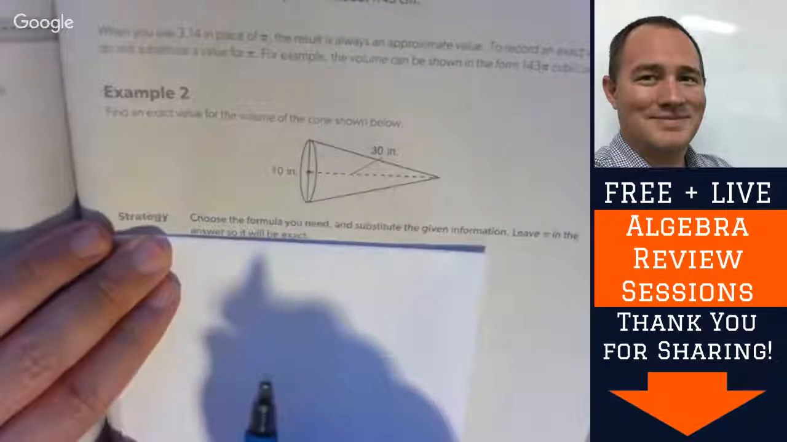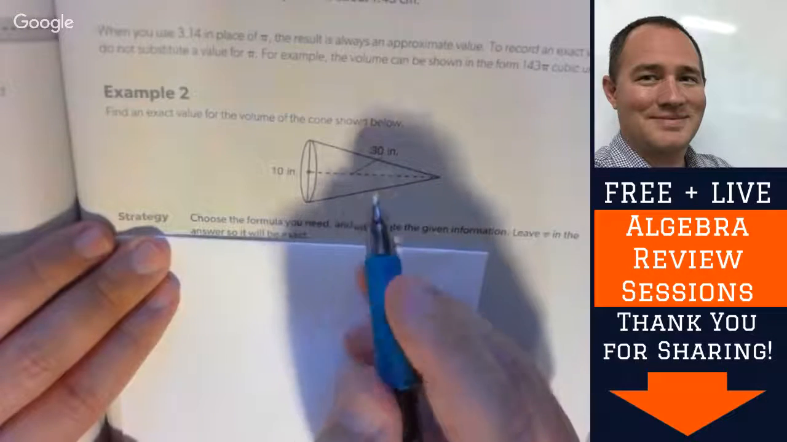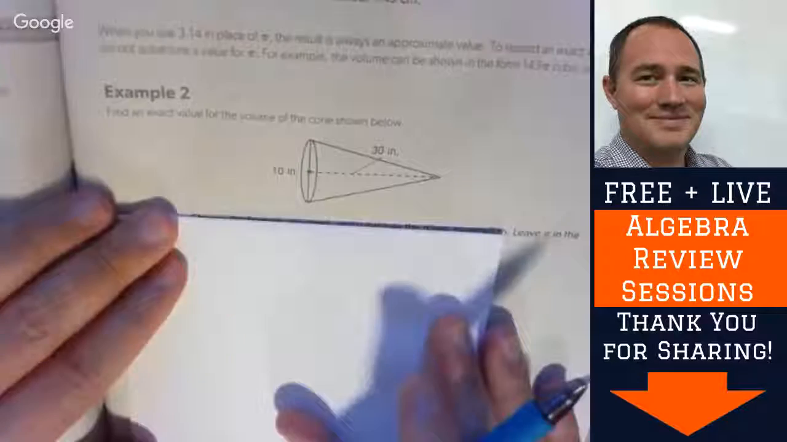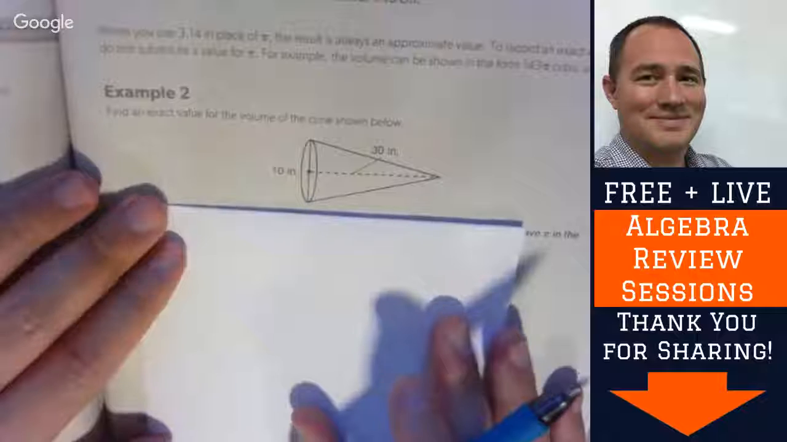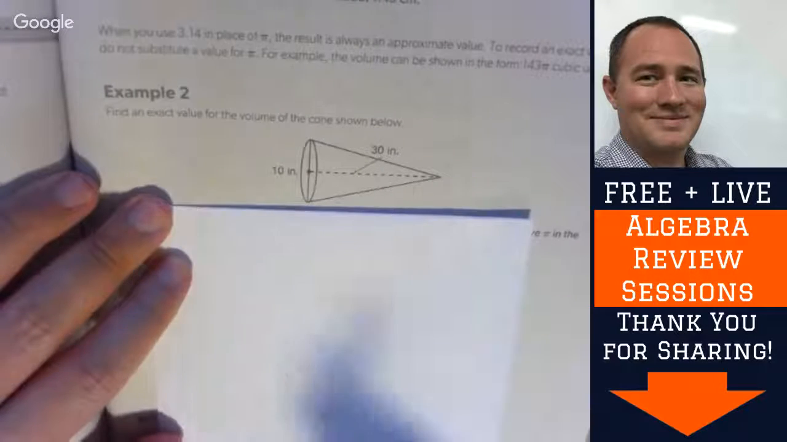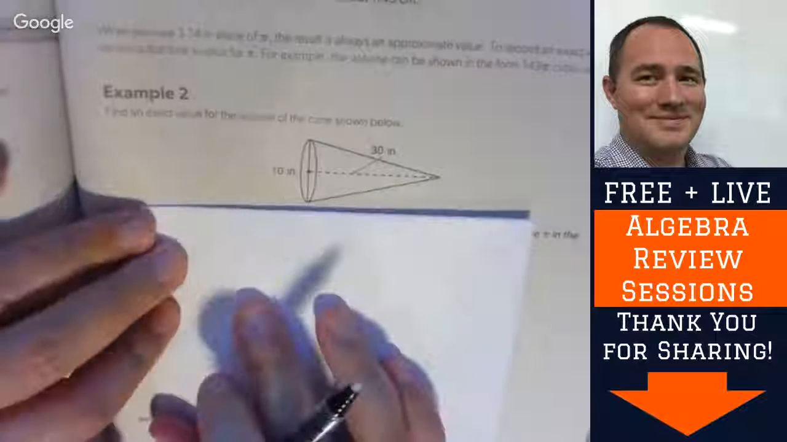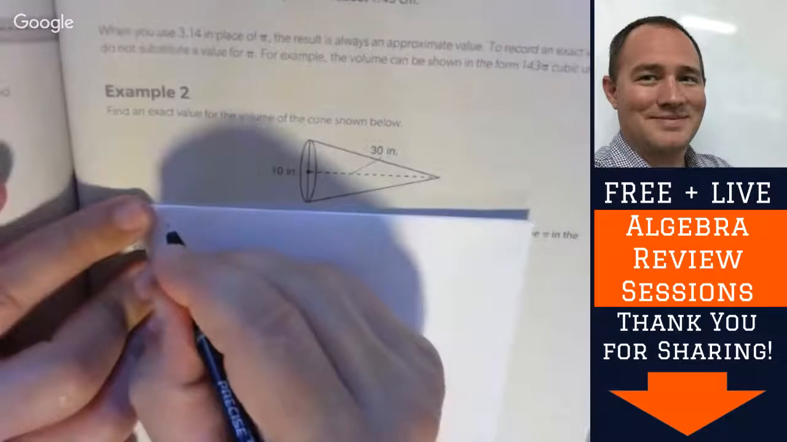So find the exact value for the volume of a cone shown below. Okay, so we need to find the volume of this cone. The first thing to do would be to look back and see what the formula for the volume of a cone would be.